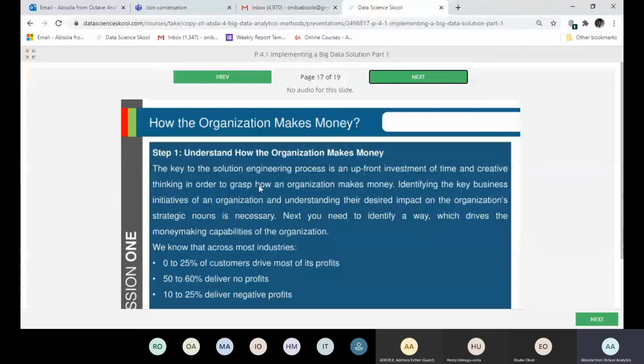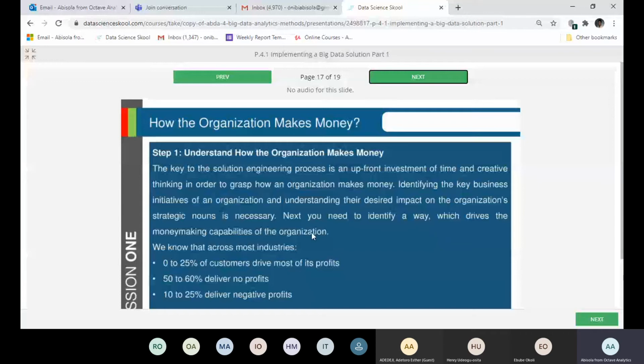I already gave examples of these strategic nouns, the customers or the stores and all of that. You also need to understand the role that they play in the organization's value, money-wise. So do the customers bring more value to the table than the employees bring? Are we really more passionate about the customers than we are about the employees? Or what are all of these things? Does the location of our stores matter more than the employees matter? All of these are the things you need to understand in the solution engineering process.